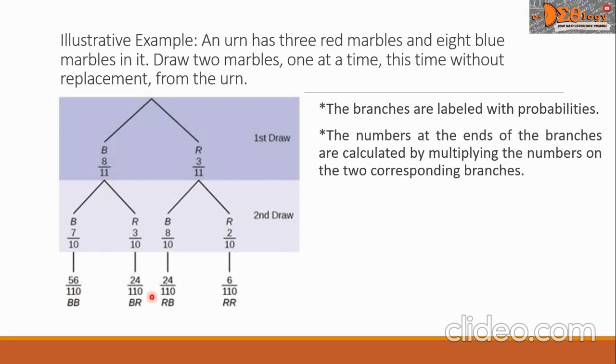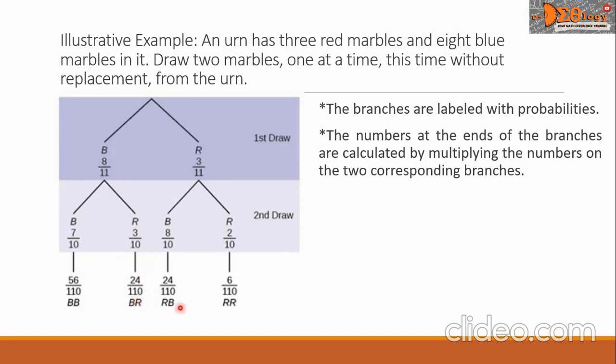The second probability here is 24 over 110, and this is BR. This is the probability when we have B, meaning blue in the first draw, and R, meaning red marble in the second draw. Also, this 24 over 110 is the product of this 3 over 10 and 8 over 11. So that is 8 times 3 is 24, and 11 times 10 is 110.